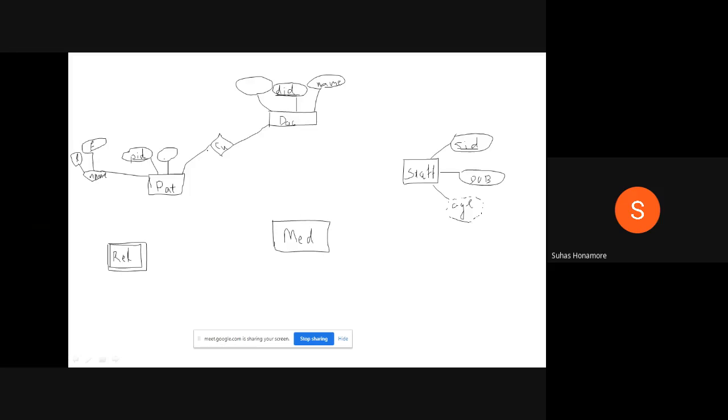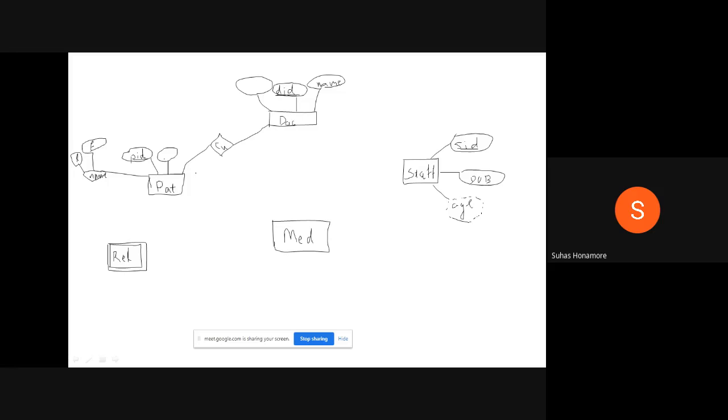Can I say the patient is dependent on the doctor? No, he is not dependent. Maybe he will take medicine outside, he will not visit the doctor only. It depends how you are looking at the problem. Suppose you say that if he becomes ill, definitely he will visit the doctor. If your problem statement is like that, it will come as total participation. How you make your problem statement, depending on that the solution will come.